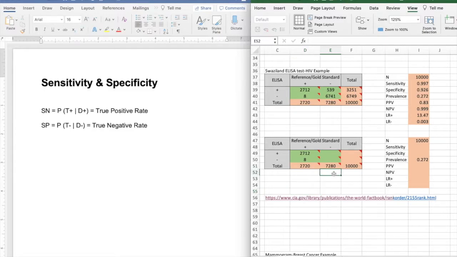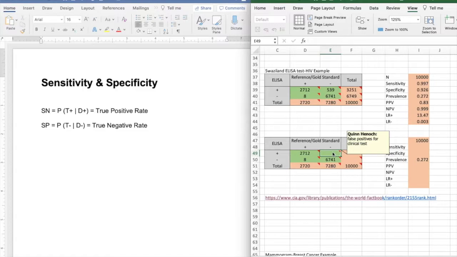And that's what we have up here. Now, of those who actually don't have the disease, according to the gold standard test, we know that our true negative rate for the ELISA test, aka specificity, is 92.6%. So in this box, our true negatives, negative with the ELISA test and negative for the gold standard, needs to be 92.6% of this number, all of those who actually don't have the disease, which is 6741.